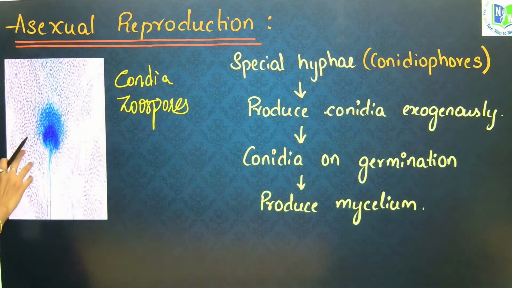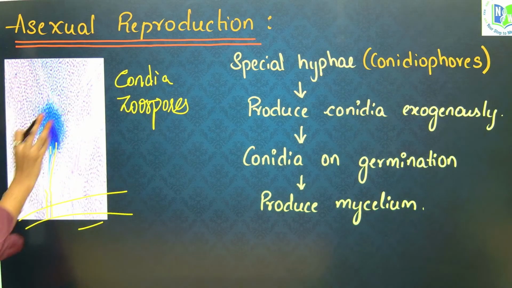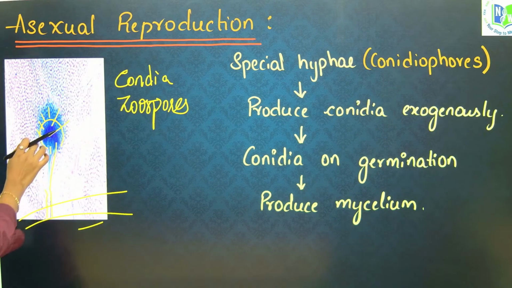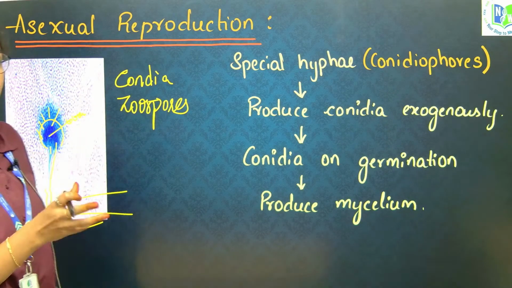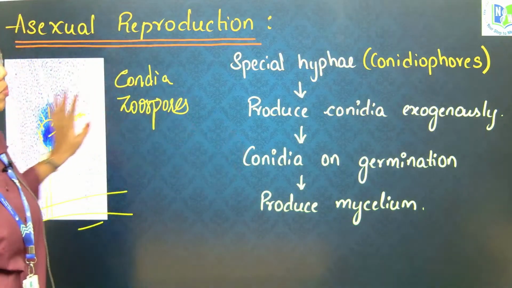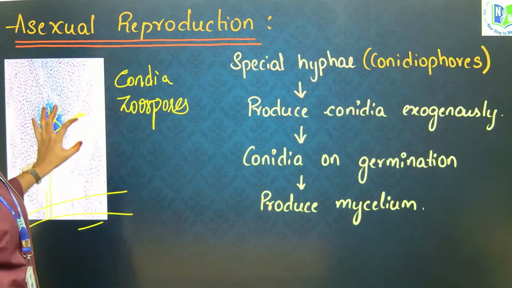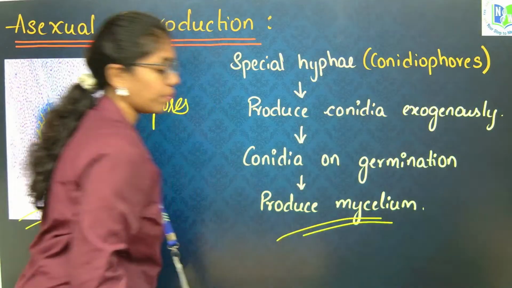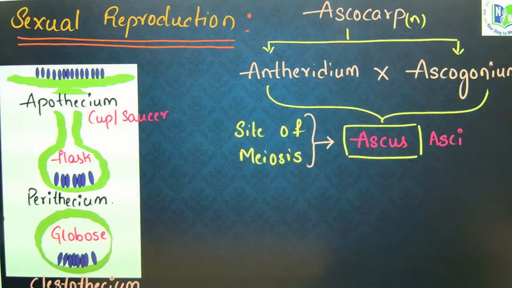The special hyphae from the fungal body, those are conidiophores. Conidiophores will be having sterigmata. Connecting to the sterigmata, the conidia will be released exogenously. So, these are the special hyphae, conidiophores. They produce conidia exogenously. Conidia on germination will produce a mycelium. This is asexual reproduction. Sexual reproduction, of course, again is through what?